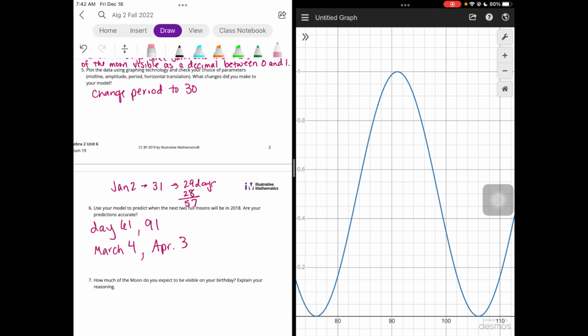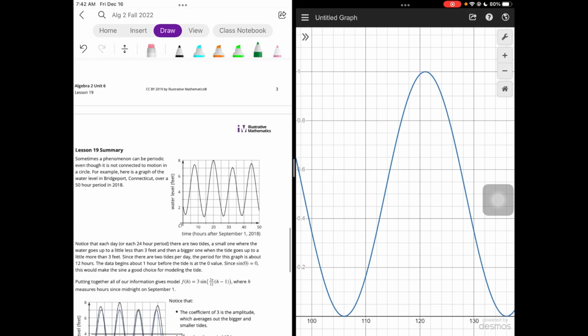So how much of the moon do you expect to be visible on your birthday? So you find your birthday. All right, and there is your summary.